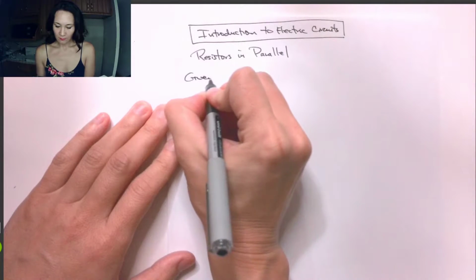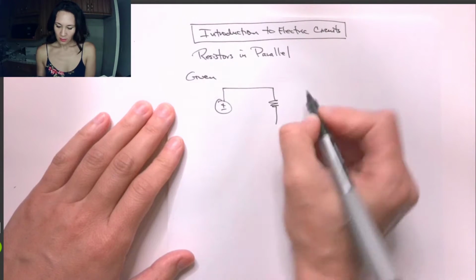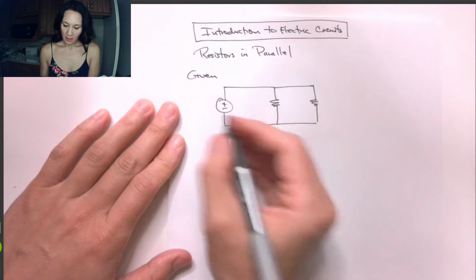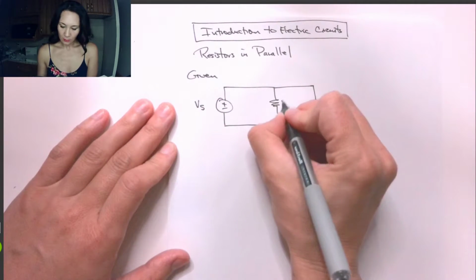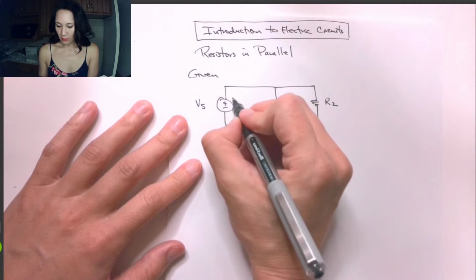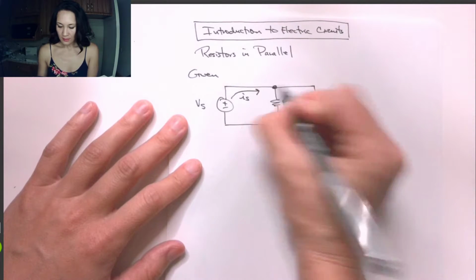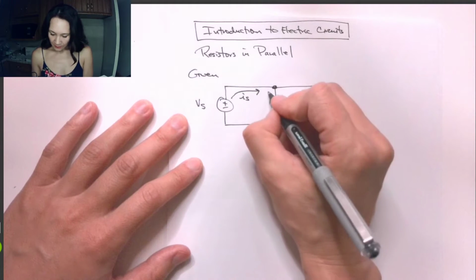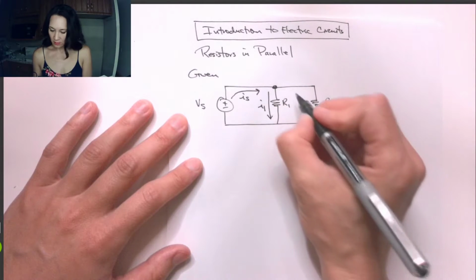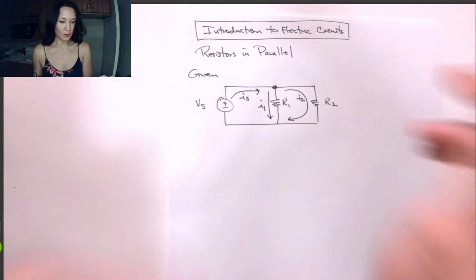Given the circuit, let's just do a simple one with two resistors in parallel connected to a voltage source. Let's call this Vs, this will be R1, this will be R2, and then let's label our currents. We've got a current that originates from the source, we'll call that Is, that comes to this node and will split. Some of the current will take the branch down R1, we'll label that current I1, and some of the current will take this branch that goes through R2, so we'll call that I2.